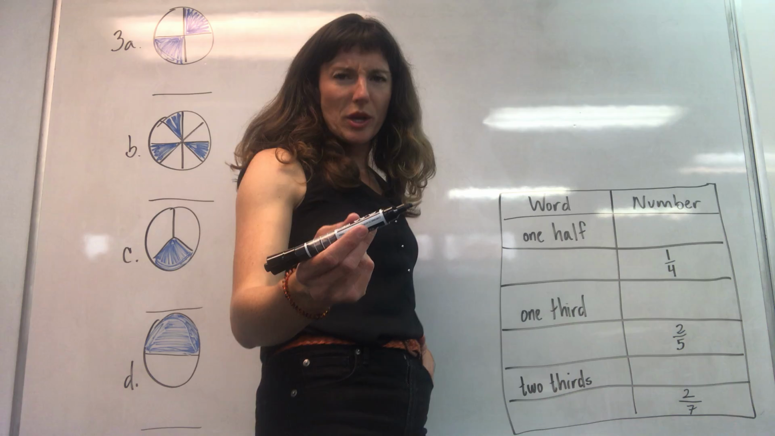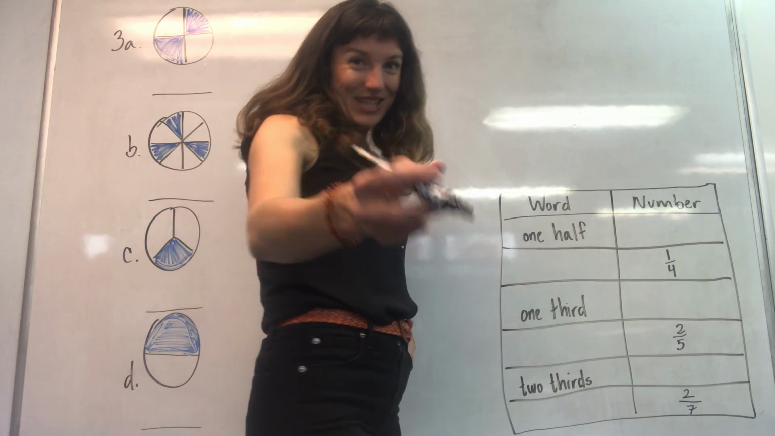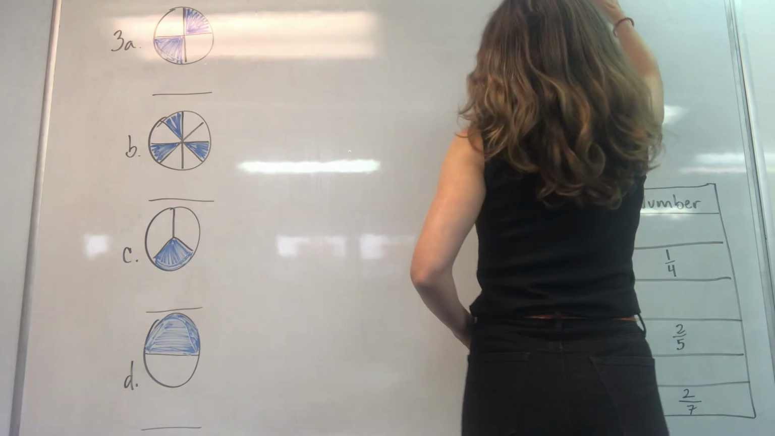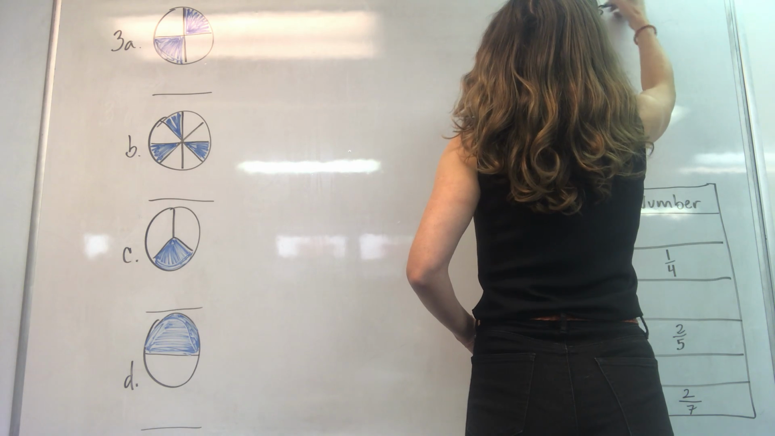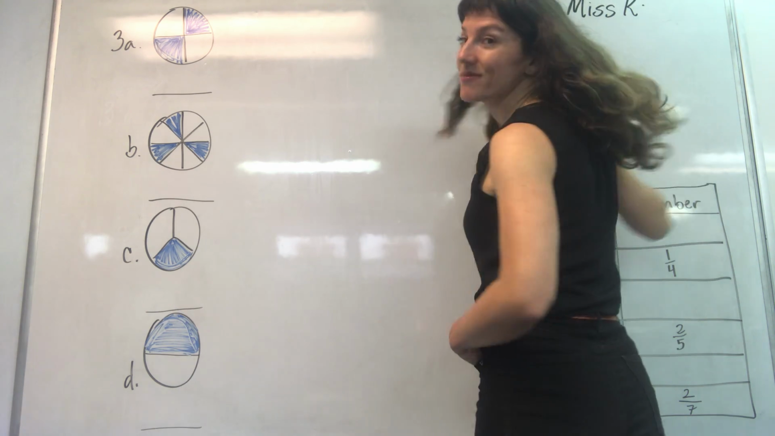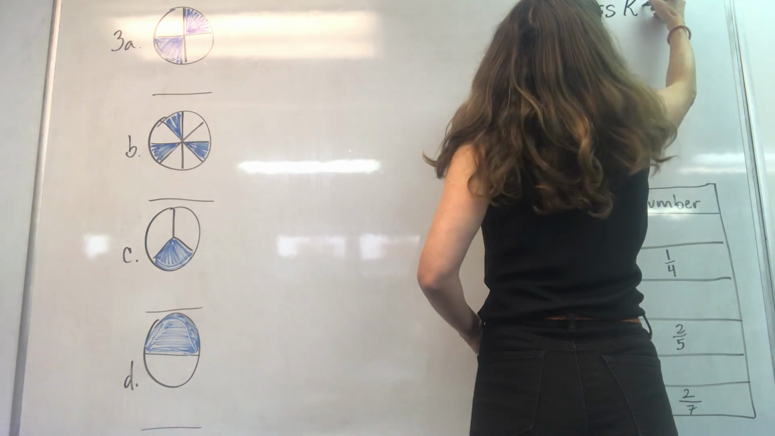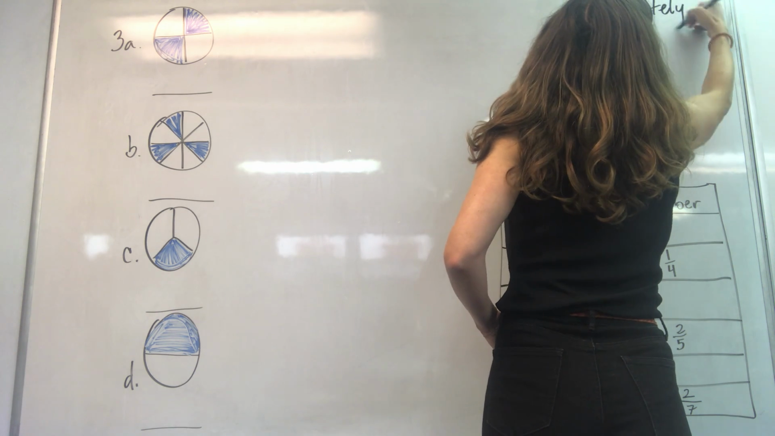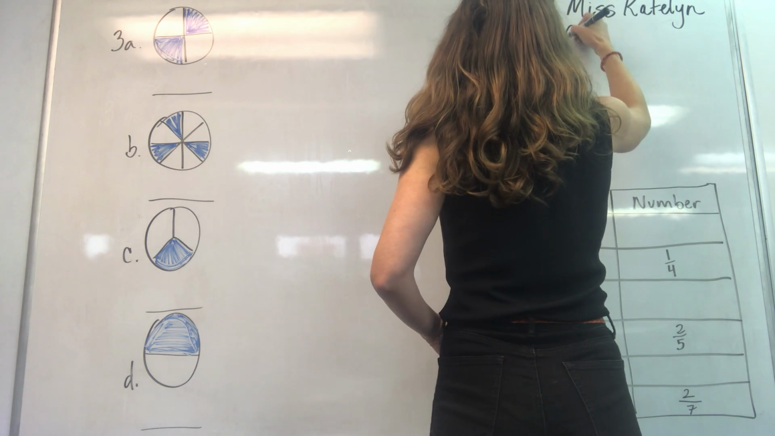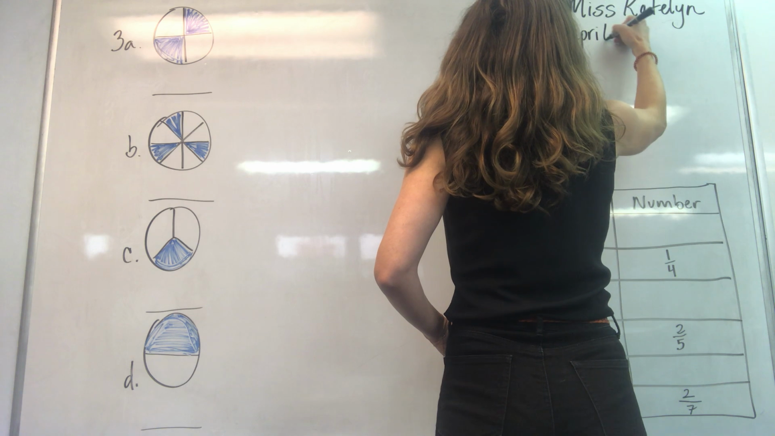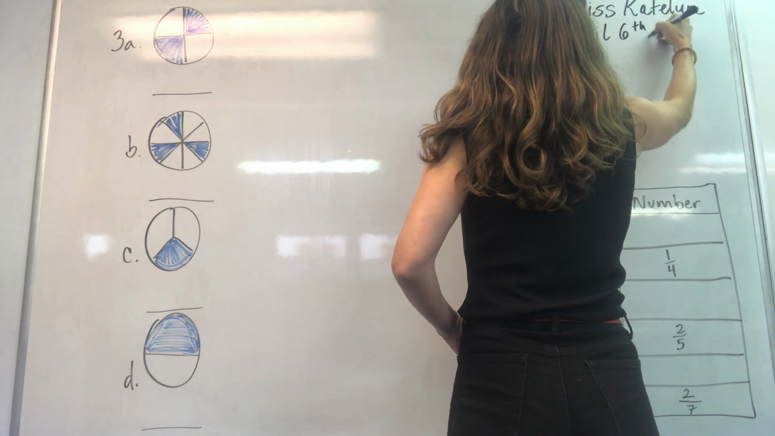Now, as we begin, we're gonna put our name and date at the top of your page. My name is Miss Caitlin. Yes, it is. Not married yet. Keep praying. Miss Caitlin, and today's date is April, oh my gosh, 6th.